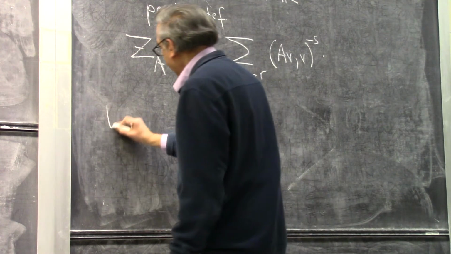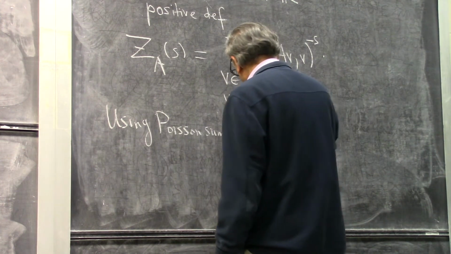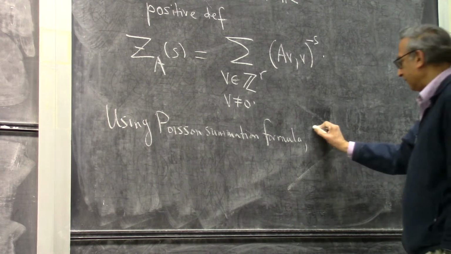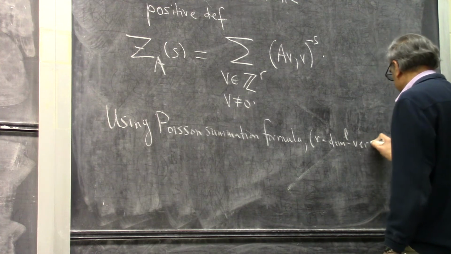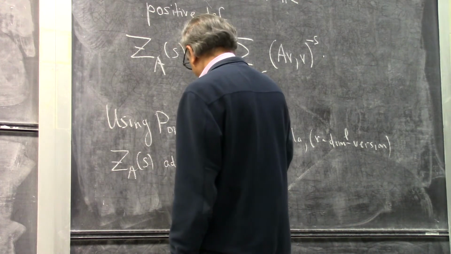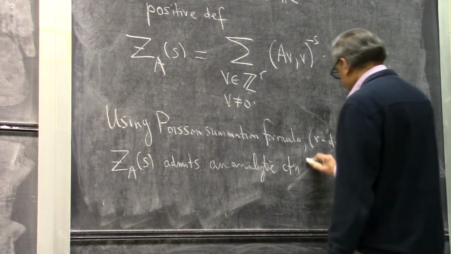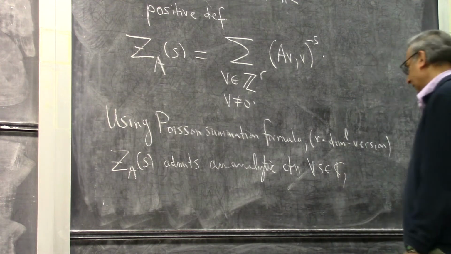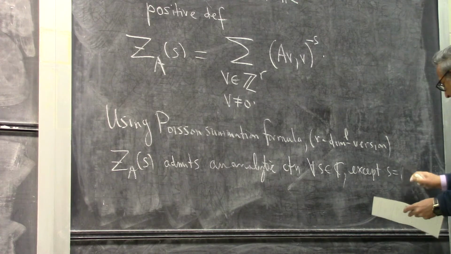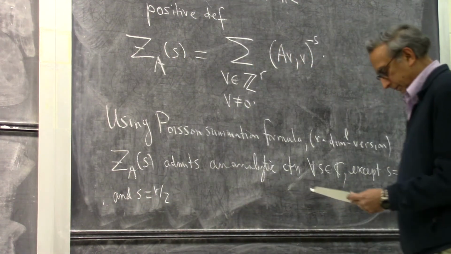Epstein showed, using Poisson summation, some r-dimensional version, of course, that Z_A(s) admits an analytic continuation for all s in the complex plane, except s equals 0, and s equals r over 2, where it has a simple pole.